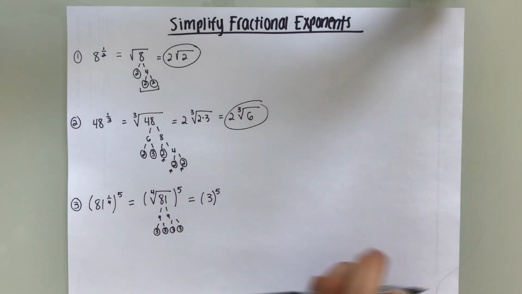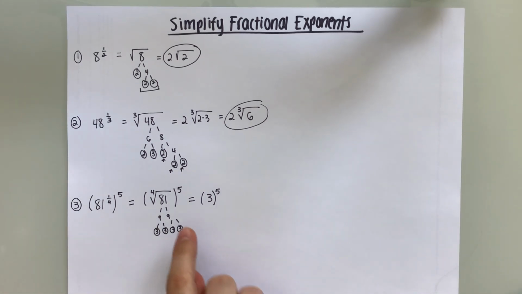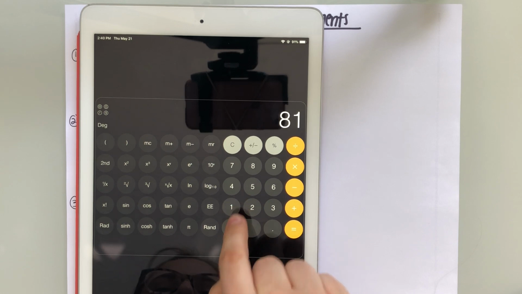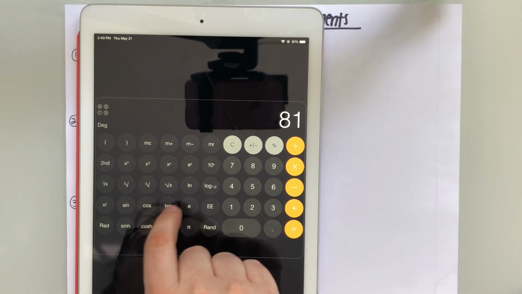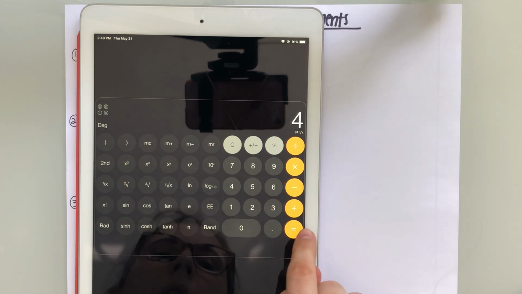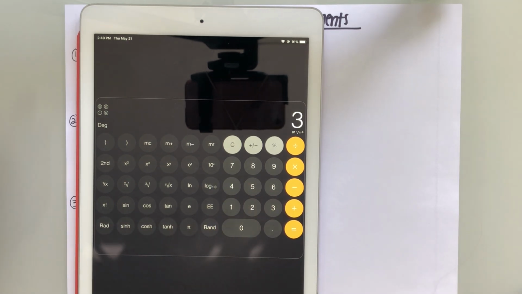If you were having a hard time doing that factor tree, you could use the calculator on your phone to figure that out. So let's say we wanted to do the 4th root of 81 on your calculator on your phone. You would type in 81, and then you would click that y square root of x button, and then type 4. So that's the 4th root of 81 is 3.